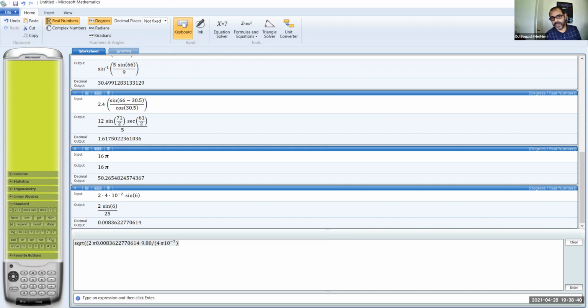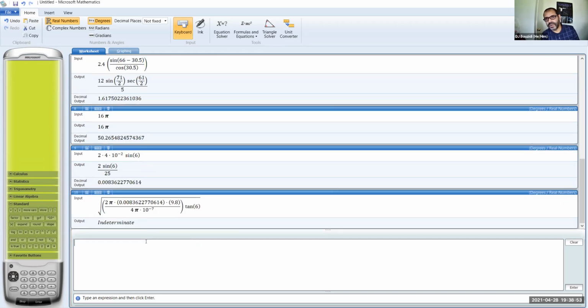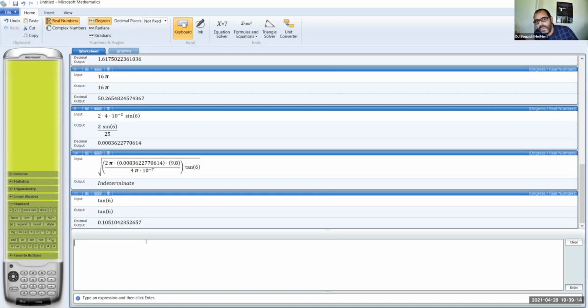Close the parentheses. Now close this parentheses for the division, and then multiply the whole thing by a tangent of open parentheses 6 degrees. Hopefully I didn't make any mistake. If that's the case, we should find the answer. Okay? And it's an indeterminate. And why is that? Because tangent is a negative value. Is tangent of 6 degrees a negative value or what? What is tangent of 6 degrees? No, it's positive. So where did I go wrong with this calculation?